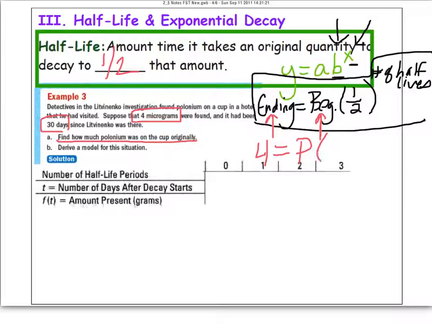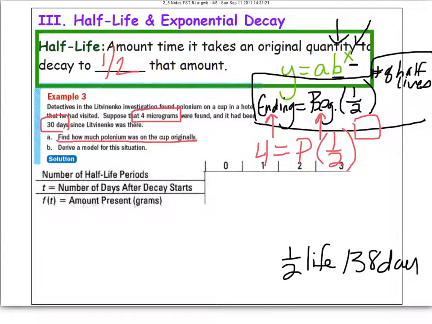The 1/2 is going to stay there because it's a half-life. Then the question is, how many half-lives have taken place? That's what has to go up here in the exponent. Well, to know that, I need to know what the half-life is of polonium and how it works. So polonium, we need to be told this fact, that it has a half-life of 138 days, which means every 138 days it's going to cut itself in half.